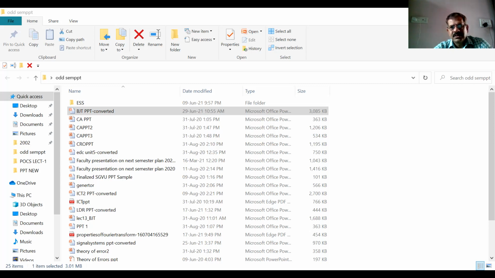And for the PNP transistor working, in this circuit diagram, forward bias is applied to the emitter base junction and reverse bias is applied to the collector base junction. The forward bias in the emitter base junction causes holes to move toward the base. This constitutes emitter current IE.